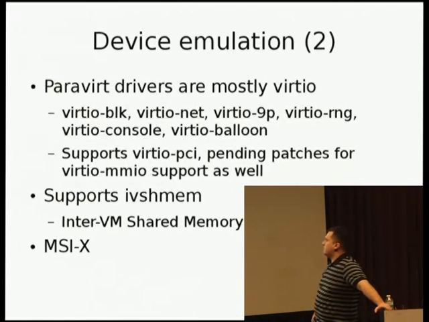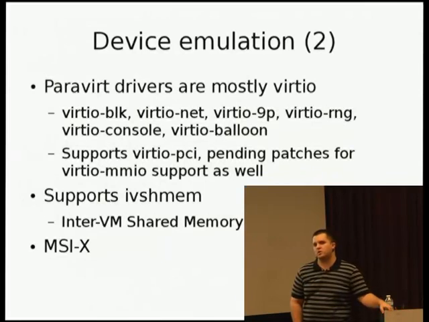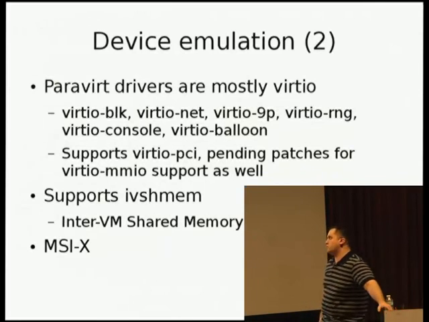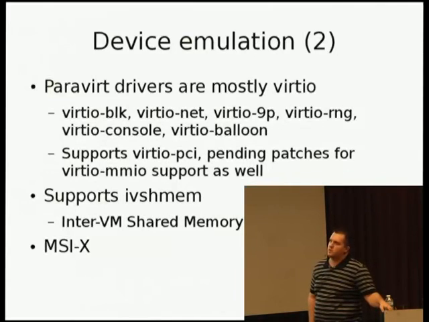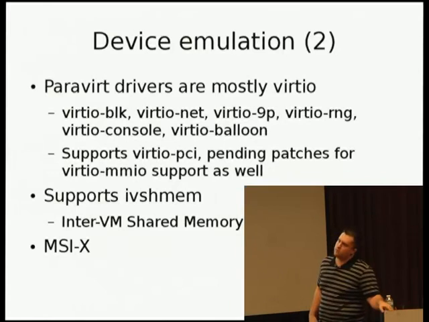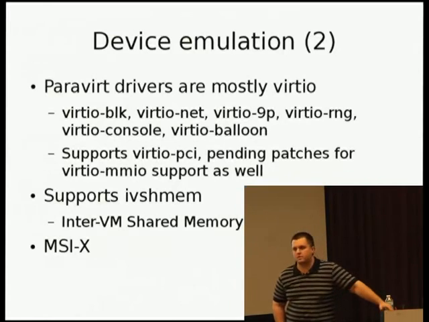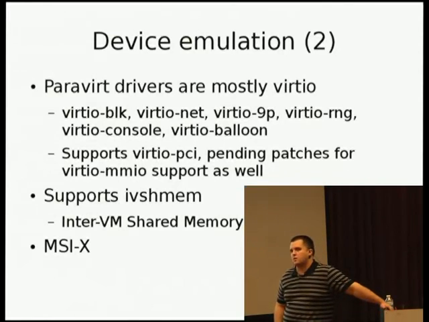We support this thing called ivshmem, which is inter-VM shared memory. It's basically a block of memory which is shared between the host and a bunch of virtual machines. It's been developed for several years now, and there are several researchers who show how you can use this shared memory to do pretty good stuff in a virtualized environment.